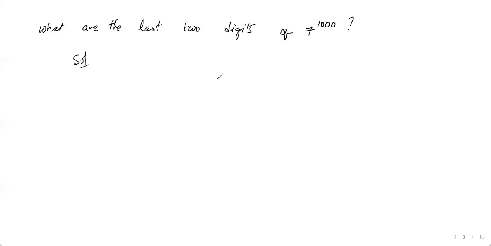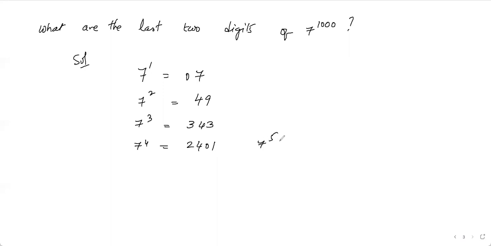Now, there are two methods of solving this problem. Let us look at the one method, which I'll be discussing right now. So 7 power 1, which is equal to 07. 7 square is 49. Mind that you have last two digits, so I'm representing 7 to the power 1 as 07. 7 cube, which is 343. We can go on writing the values of the powers. So 7 power 5, which is 16,807.